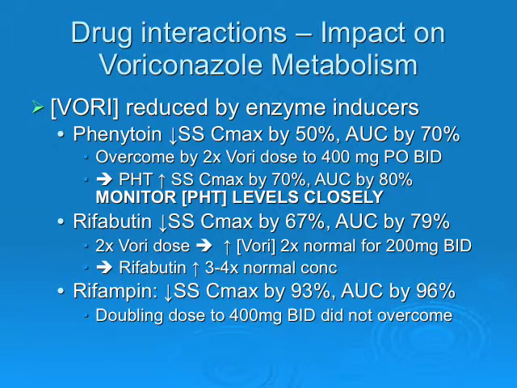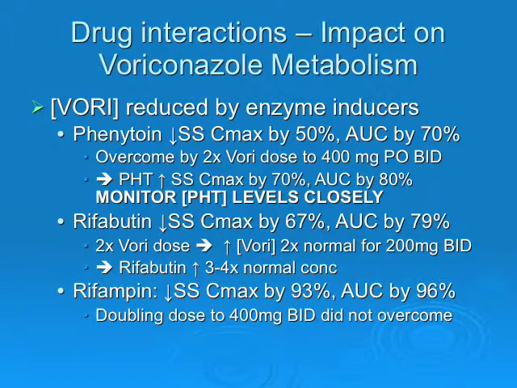Rifabutin and rifampin, there is a profound effect, and it is kind of challenging how best to deal with it. I haven't really had much experience with this, but they say that it's contraindicated in the package insert. You could probably work your way around it with caution and a good clinical pharmacy consult and lots of drug levels. But rifabutin decreases the Cmax by 67% and the AUC by 79%. If you double the dose, you overshoot, so you probably wouldn't want to go quite that far, maybe 1.5 times the dose. Rifabutin, however, shoots up to 3 to 4 times the normal concentration, so you'd have to back down on your rifabutin dose.